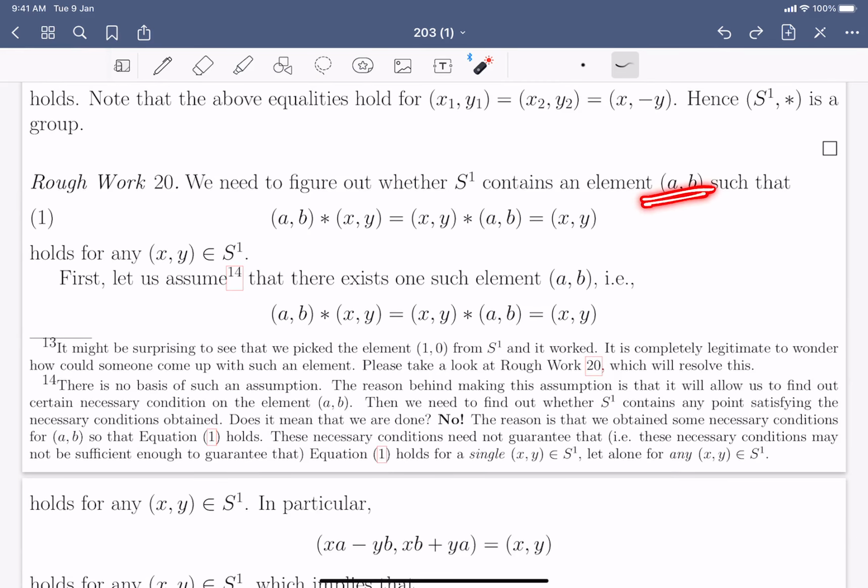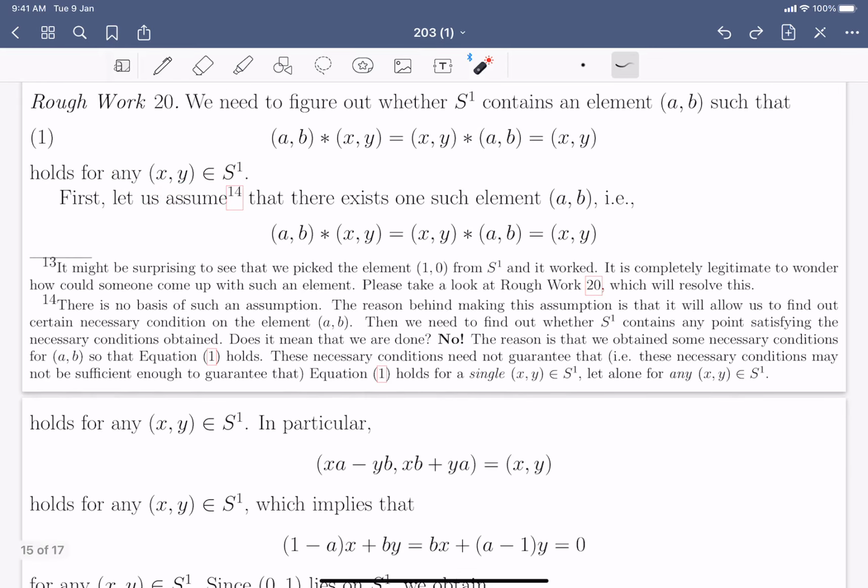Anyway, let's assume that we have an element (A, B) inside S1 that works. In other words, it works as an identity element. In other words, (A, B) star (x, y) is the same as (x, y) star (A, B), and that is the same as (x, y), and it holds for any (x, y) inside S1. So we needed to figure out whether there is such an element or not, and to be able to figure that out, you first assume that there is one such element (A, B).